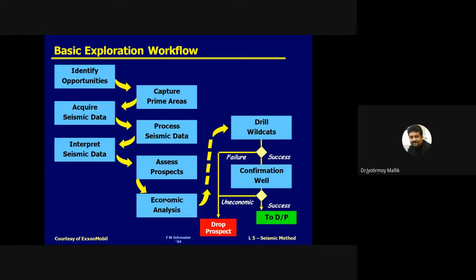And then you do some economic analysis. Economic analysis means, say, for example, I'll give you some numbers. If you want to drill a well in the Gulf of Mexico, it costs almost $20 million. One well costs $20 million. A well means a small hole that you drill inside the ground, a small hole like a tube well.